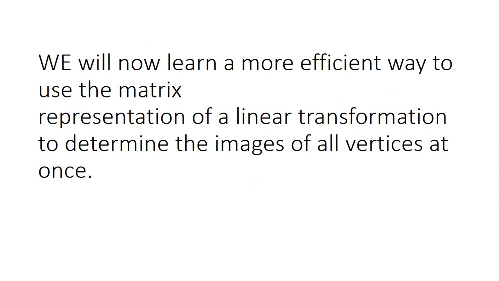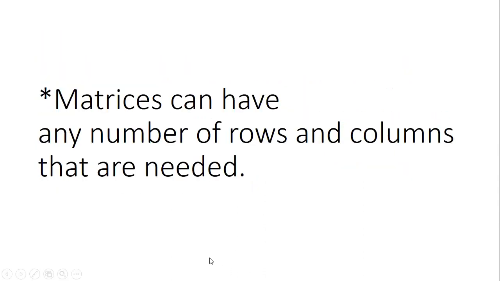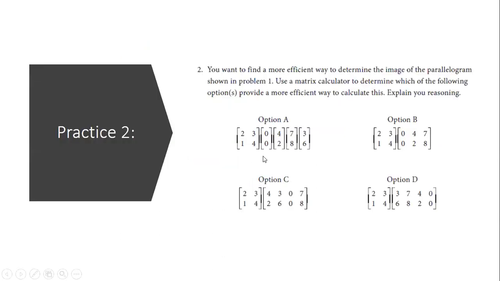So at your table, you're going to divide it up. And we're going to see matrices can have any number of rows and columns. So we're going to look here. And y'all are gonna decide who's gonna try option A, option B, option C, and option D. I think Option C will result in the same answer that we got in practice one. So divide up who's gonna get which one, and then test it.